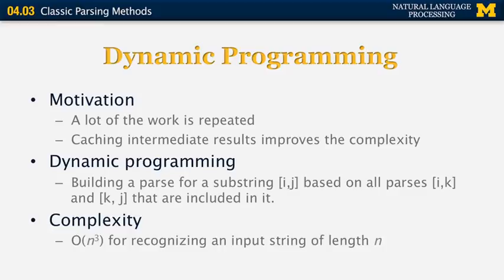So the complexity of dynamic programming is cubic, and this is for recognizing or finding a single parse for any input string of length n. We're going to look at more detail at the complexity of CKY in a few slides.